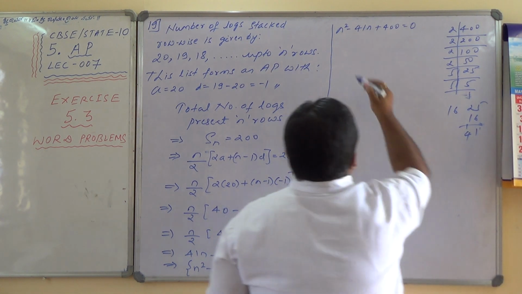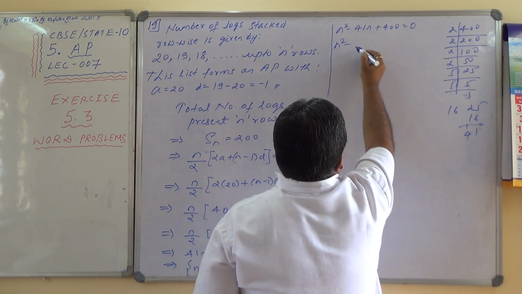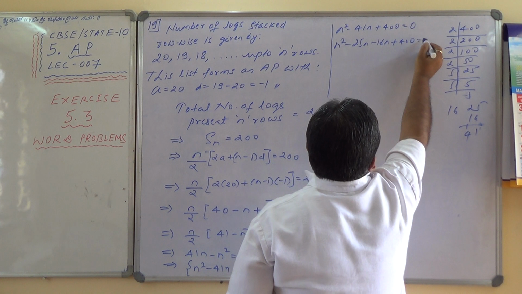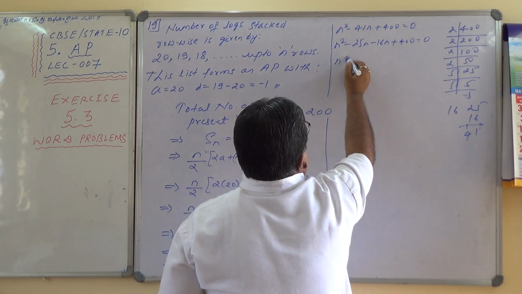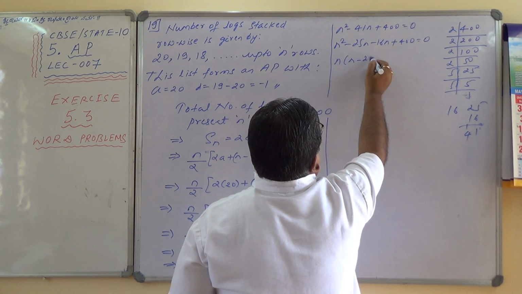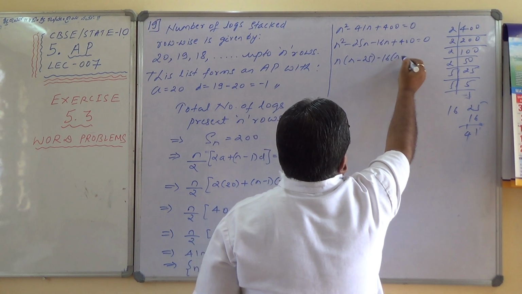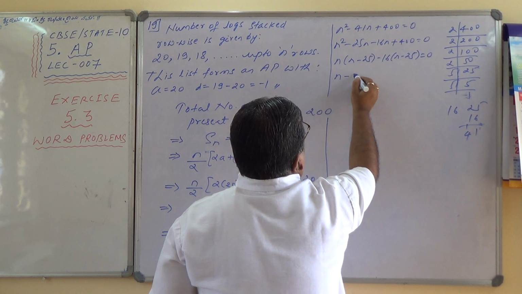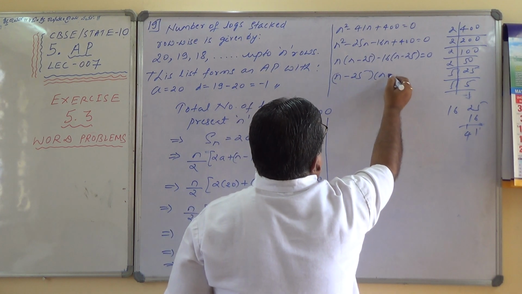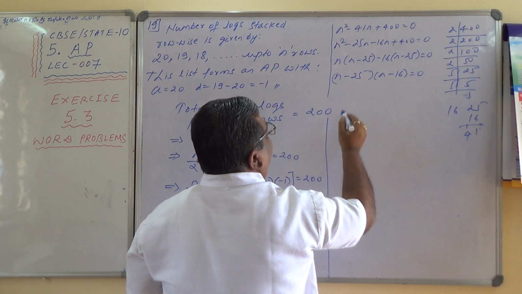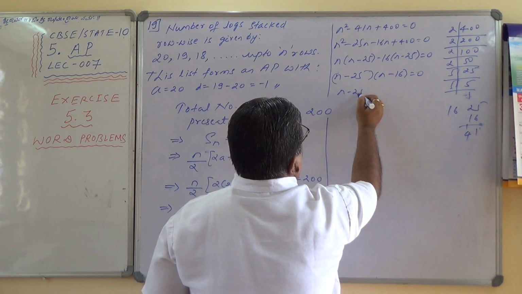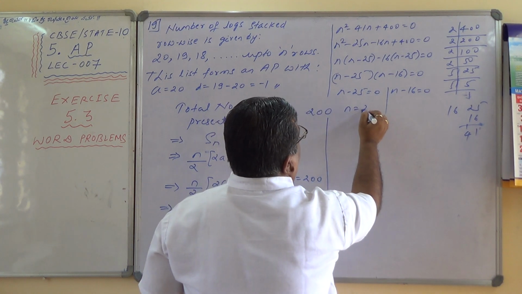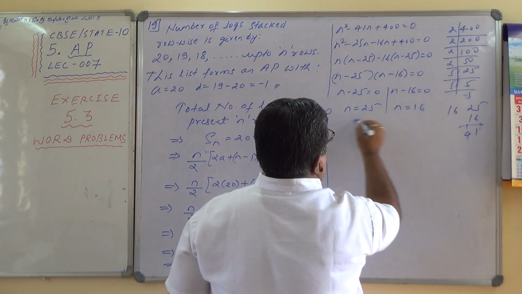n square minus 25n minus 16n plus 400 equals 0. So n common here, n minus 25 minus 16 common, n minus 25 equals 0. So n minus 25 into n minus 16 equals 0, and therefore n minus 25 equals 0, n minus 16 equals 0, n equals 25, n equals 16.